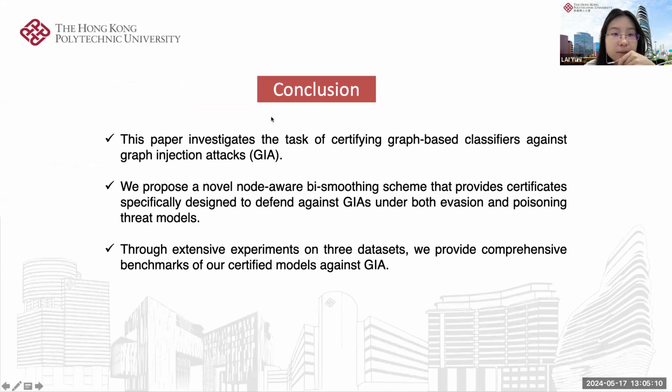Conclusion. This paper investigates the task of certifying graph-based classifiers against graph injection attack GIA. We propose a novel node-aware bismoothing scheme that provides certificates specifically designed to defend against GIA under both evasion and poisoning threat models. Through extensive experiments on 3 datasets, we provide comprehensive benchmarks of our certified model against GRA.